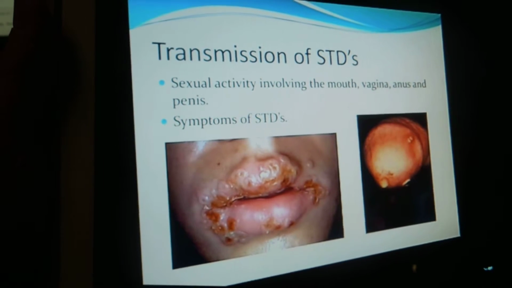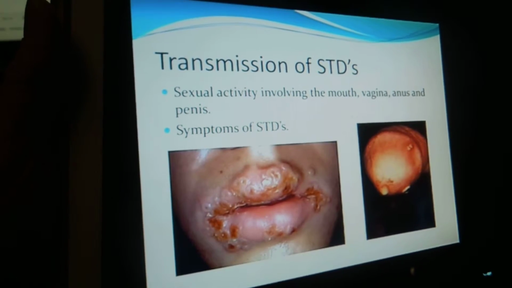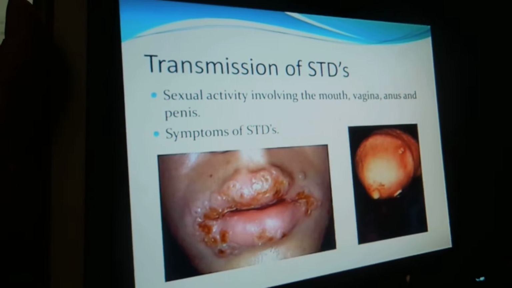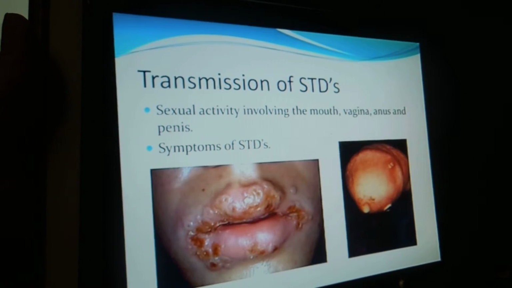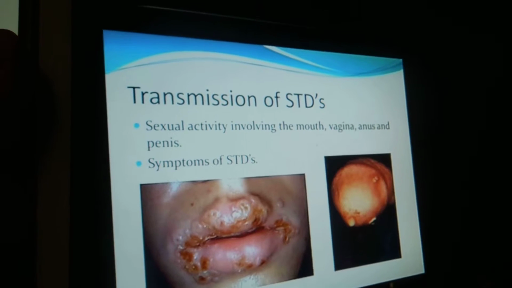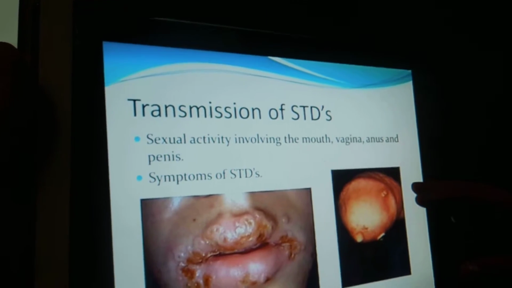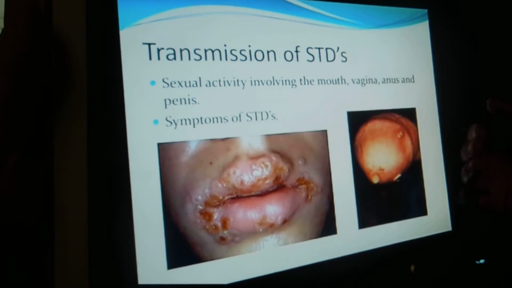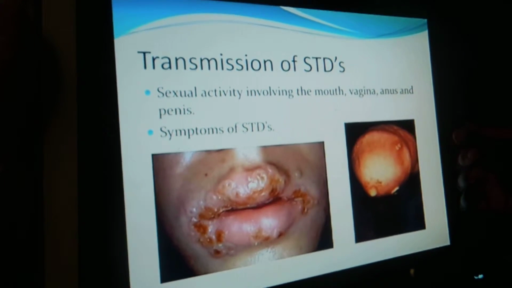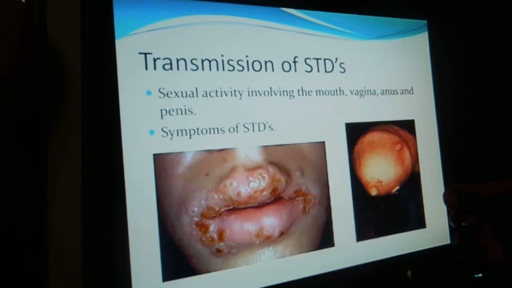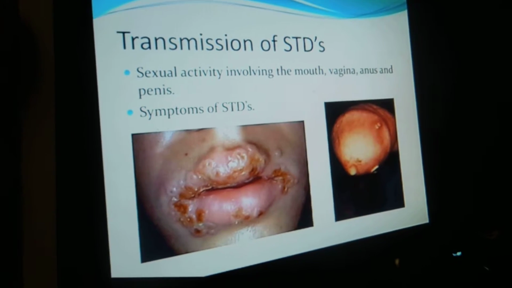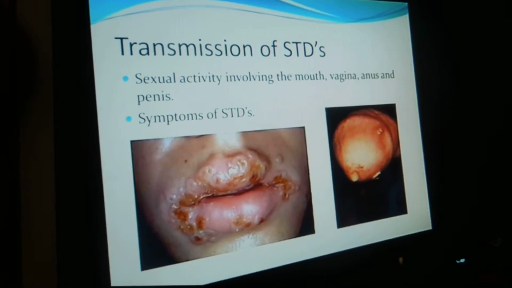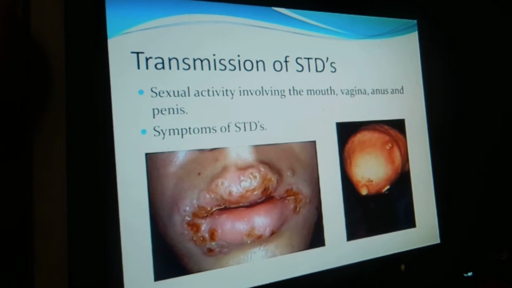We're also going to go over the transmission of sexually transmitted diseases. Sexual activity is involved. The transmission of STDs is usually involved with the mouth, vagina, anus, or penis. Along with that, we will discuss the symptoms of STDs.